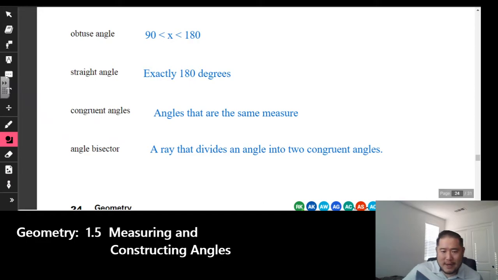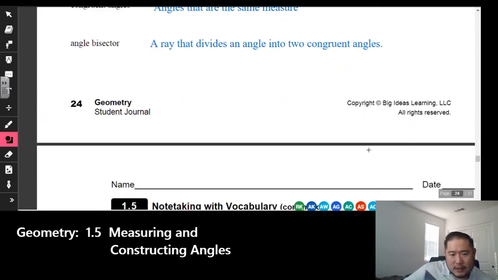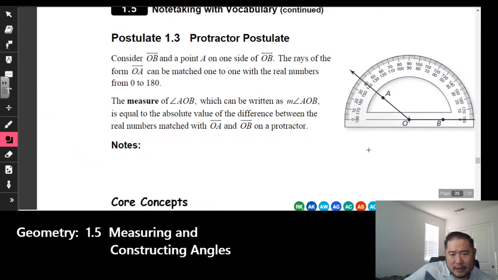So those are some of our basic terms right here. Let's go ahead and move on. We've got the protractor postulate. Similar to that of the ruler postulate, now, how do we use a protractor? You do want to set up, there's a little point right here, or an opening at point O. You want to line that up with the vertex, and then line one of the sides up with the ray.